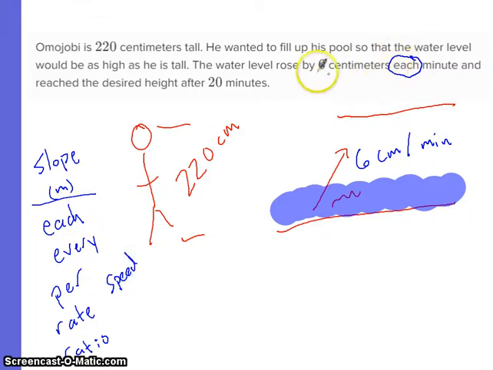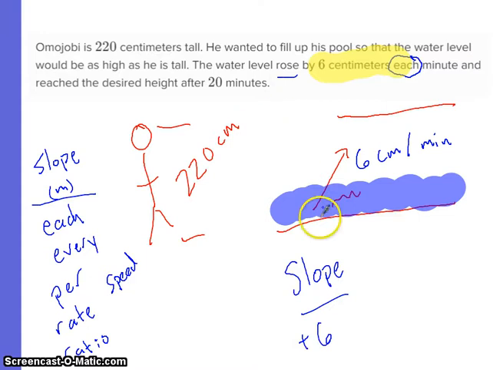In this case, each minute says that this thing here is the slope. So I know in this problem the slope is 6. And in fact it's positive 6 because the water level rose. You need to be really careful that the level is going up. All right, so let's continue.